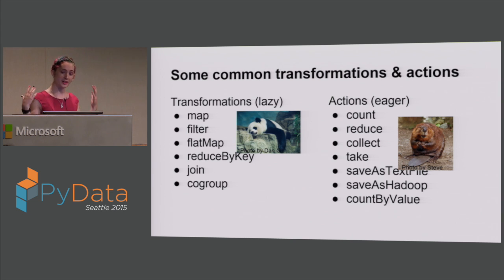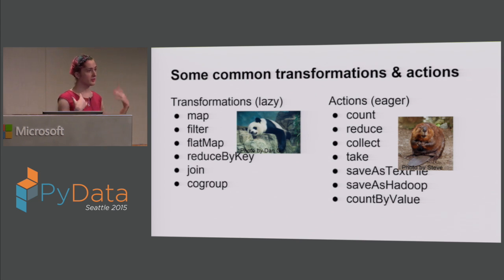So actions are our eager beaver, and I'm Canadian, so I like this beaver. So count, reduce, collect, take. The important thing to note is that reduce is an action and reduceByKey is a transformation.